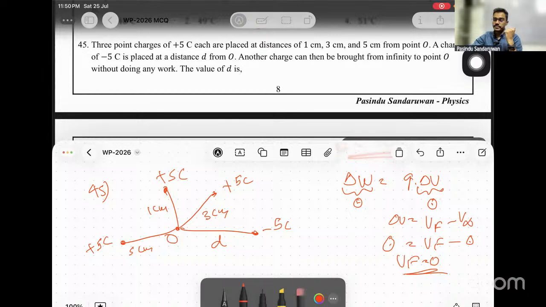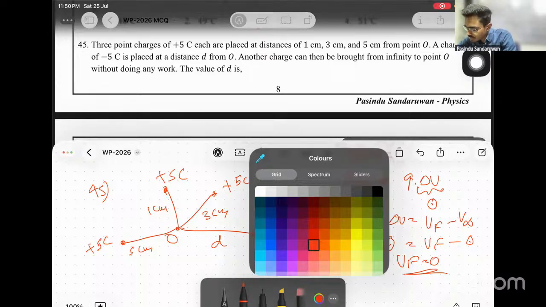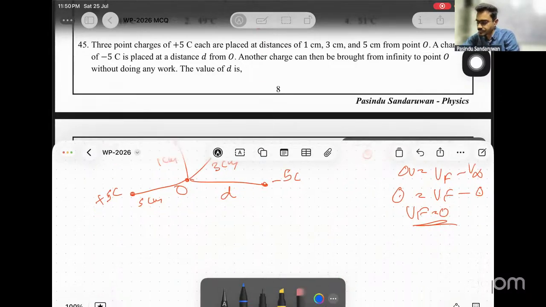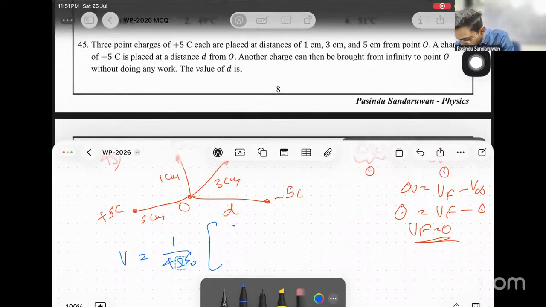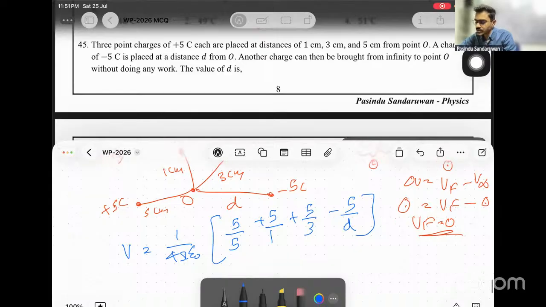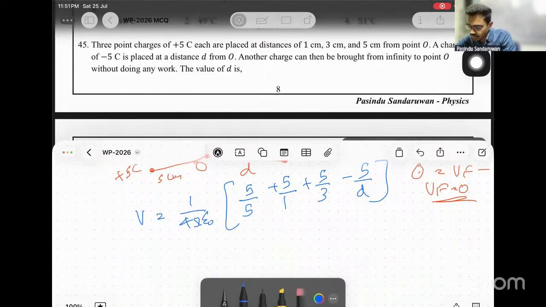Because potential difference is 0 and potential at infinity is also 0, in order to have that difference 0, potential at this system should be 0. Then write the potential here and make it 0. We know potential is written as 1 over 4 pi epsilon naught, q over r. Then from plus 5, 5 over 5. From the other, 5 over 1. From the other, 5 over 3. And minus 5 over d. And V is 0.